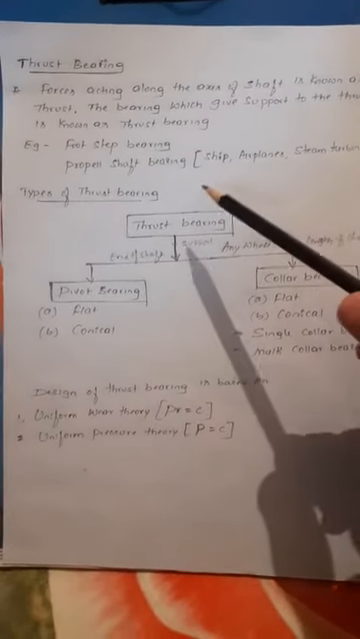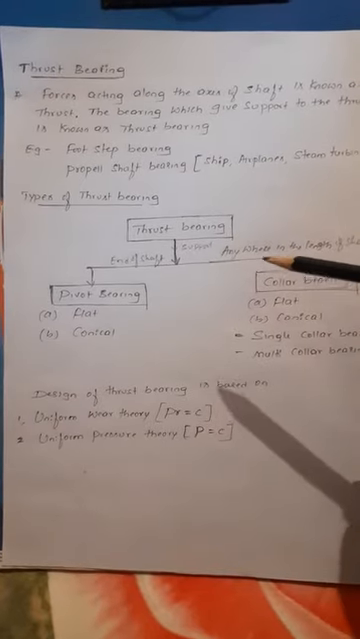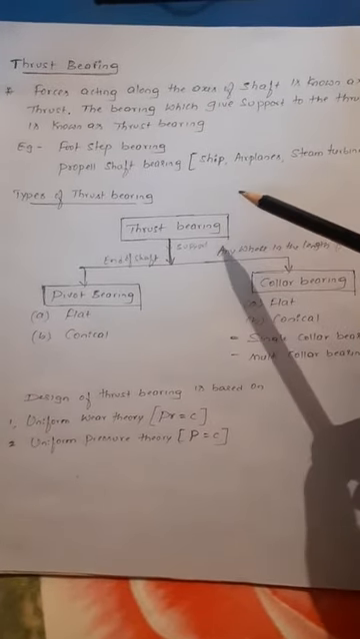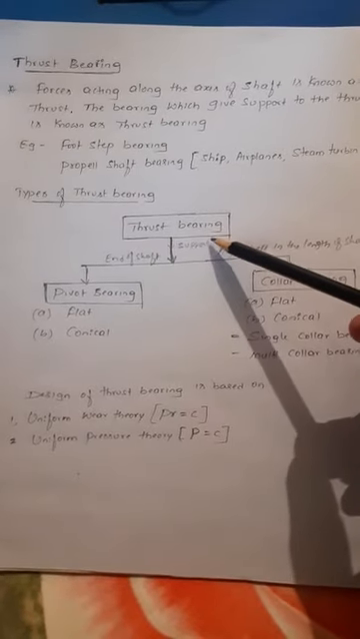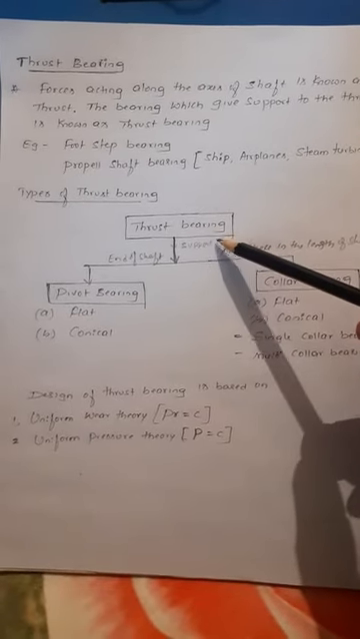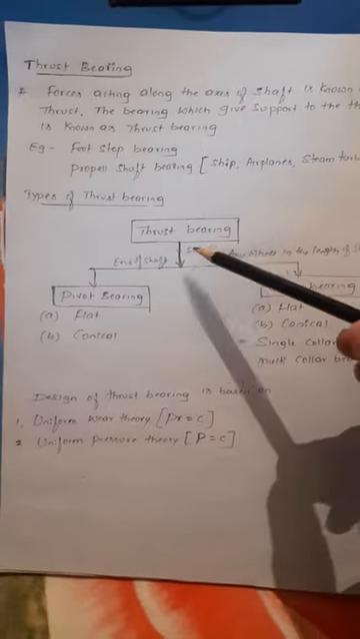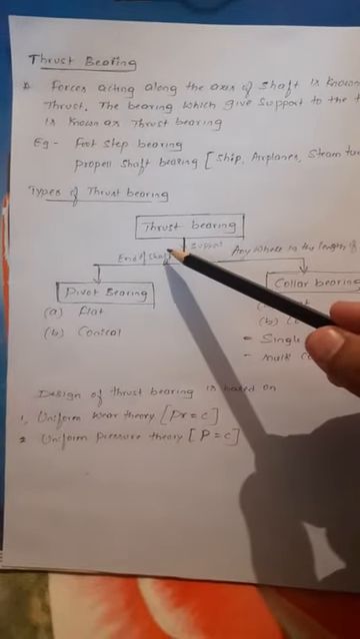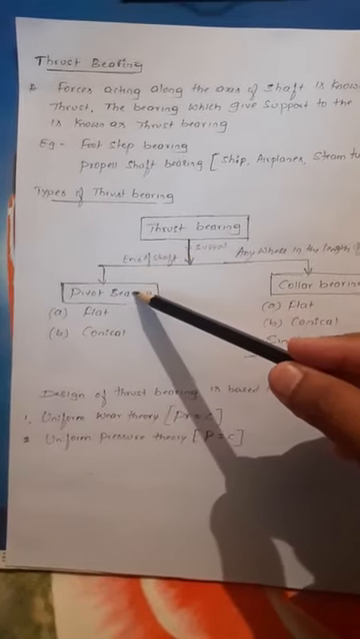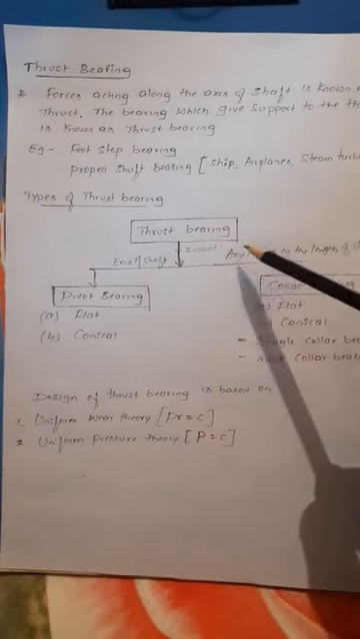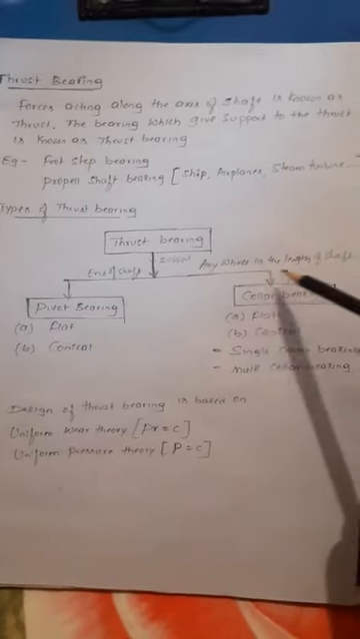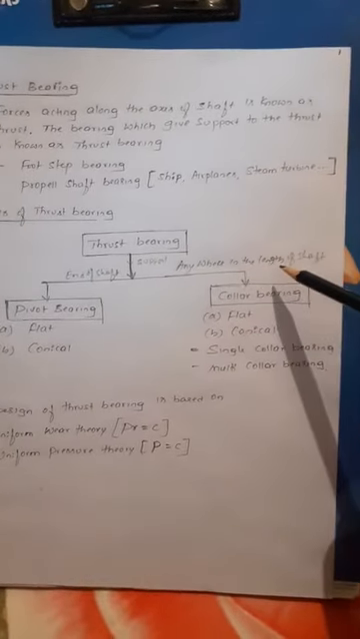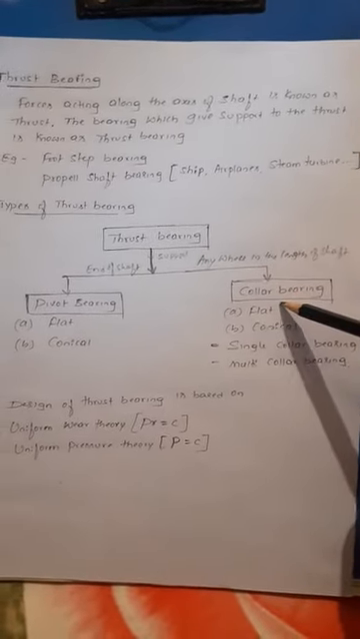Now, what are the different types of thrust bearing? The thrust bearings can be classified based on the location of support given on the shaft. If the support is given at the end of the shaft, then it's called a pivot bearing. If we give the support anywhere in the length of the shaft, then it's called a collar bearing.